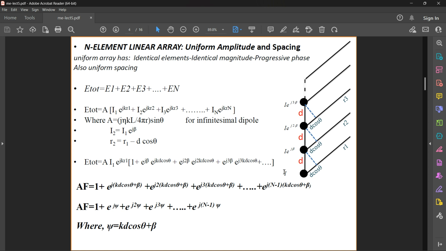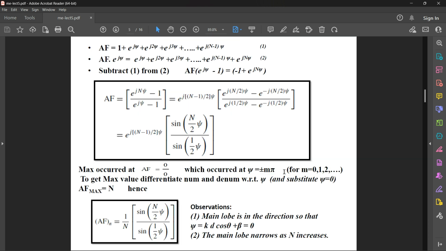So it has been written as array factor is equal to 1 plus e to the power j psi, where psi is equal to k d cos theta plus beta, plus e to the power j 2 psi plus e to the power j 3 psi up to n minus 1 psi. So this is what array factor is. So the array factor has been given as 1 plus e to the power j psi plus e to the power j 2 psi plus up to e to the power j n minus 1 psi. If we multiply the array factor by e to the power j psi, it should be written as e to the power j psi plus e to the power j 2 psi, 3 psi, like that up to e to the power j n psi.